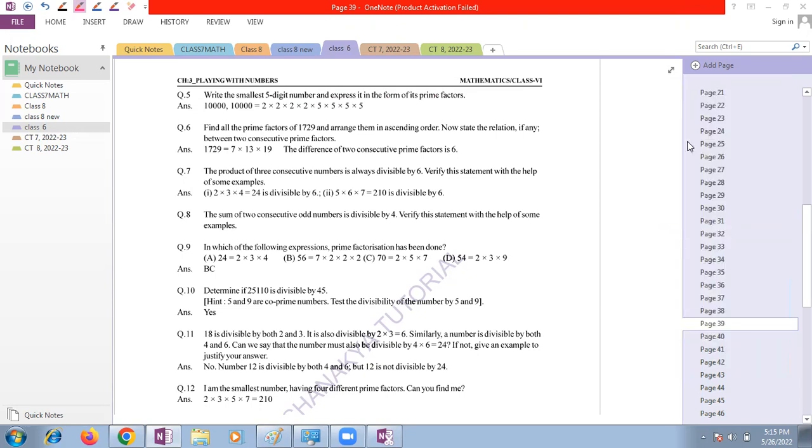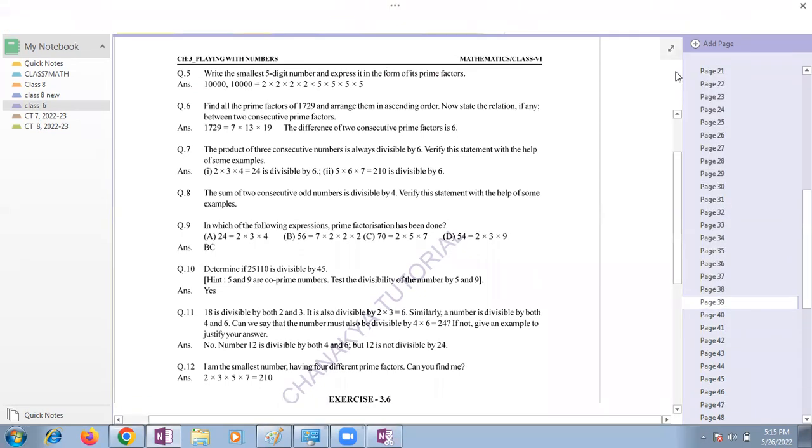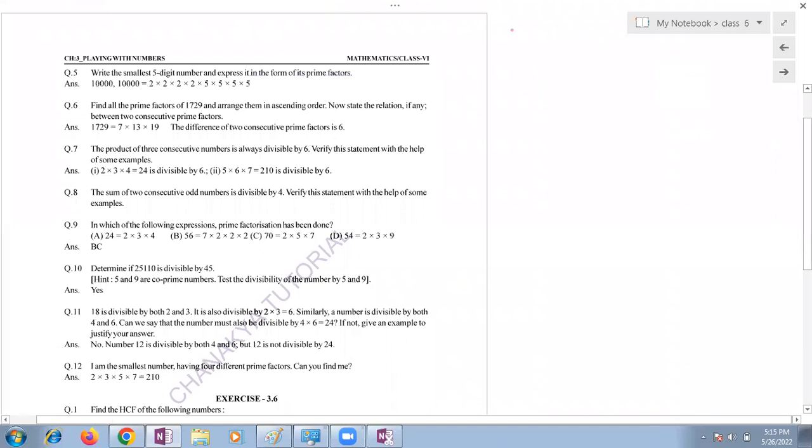Smallest 5-digit number. No need to go anywhere, just by looking you can say. It is just 10,000. Very good. You just add 4 zeros after 1. That's it, 10,000.